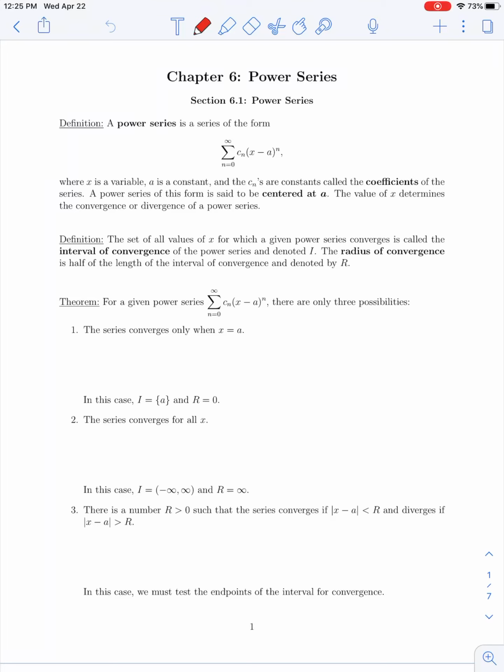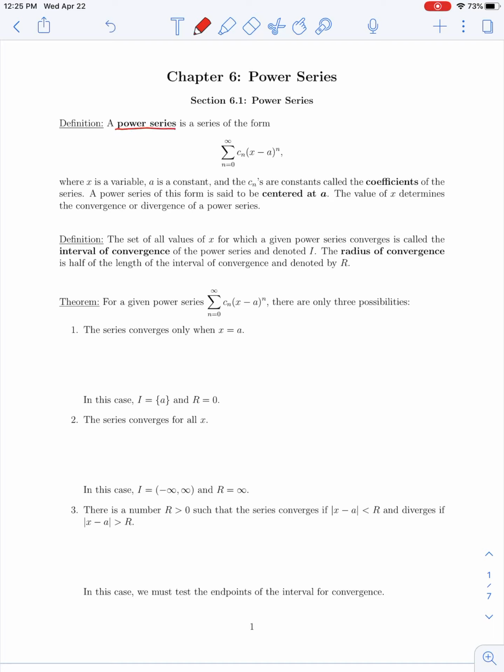All right, in today's lecture, we're going to cover the section 6.1 material on power series. So this starts our chapter 6 material, which is the last bit of material for our course. And this chapter 6 stuff is all about power series. So in this section, let's start by introducing what exactly is a power series.